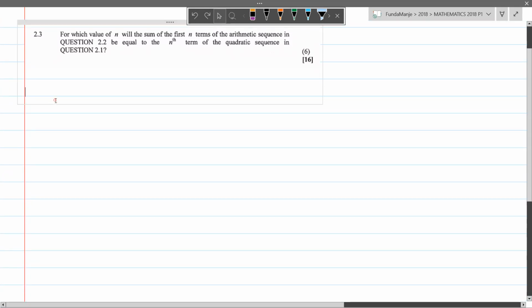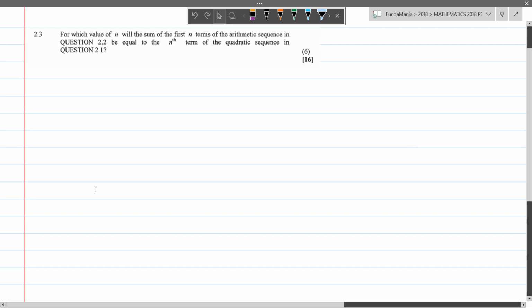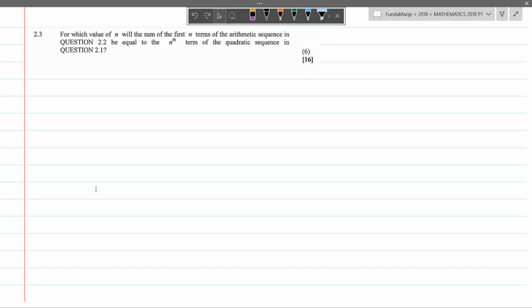So 2.3 says, for which values of n will the first n terms of the arithmetic sequence in question 2.2 be equal to the nth term of the quadratic sequence in question 2.1?